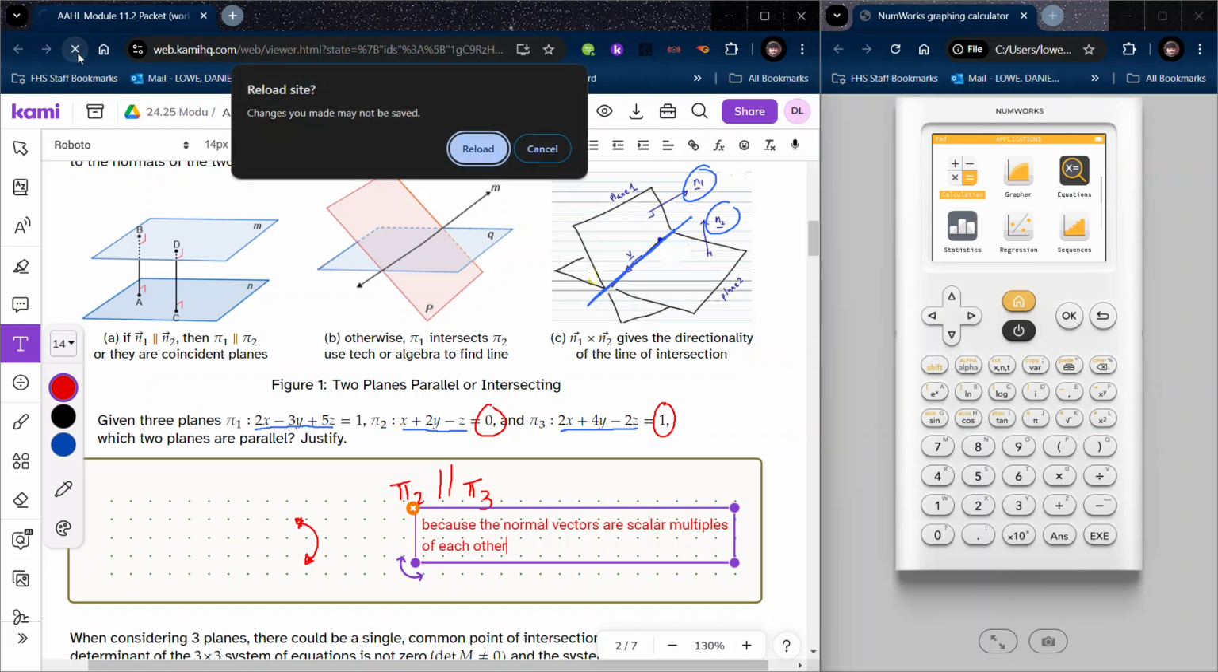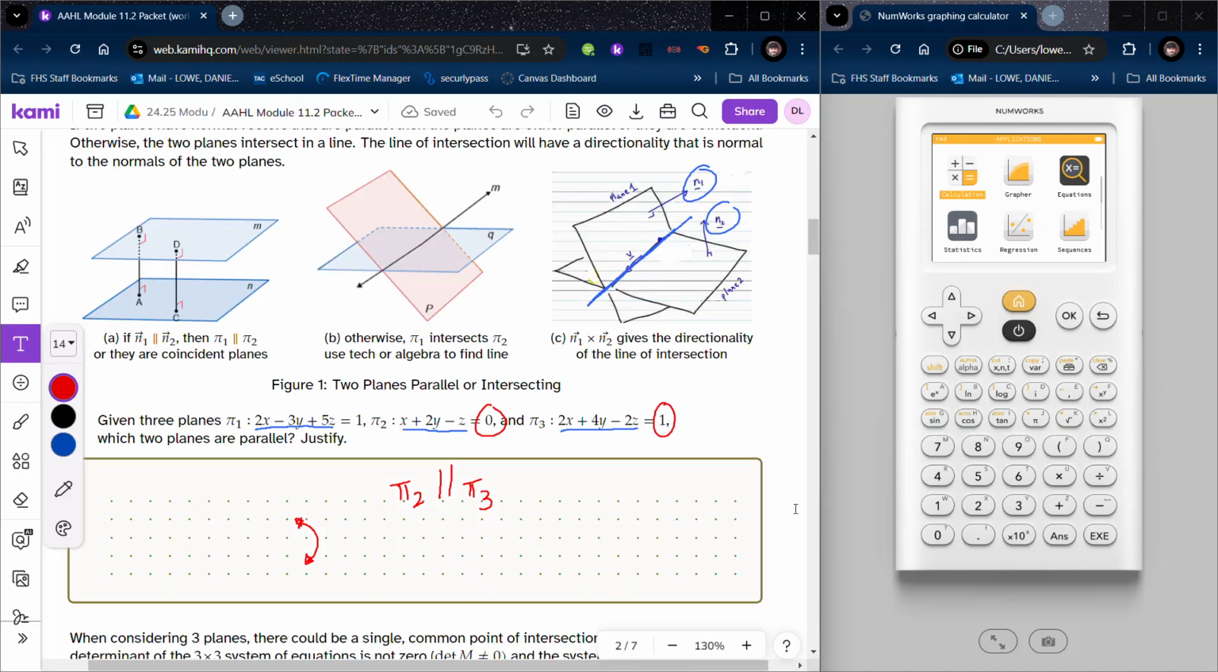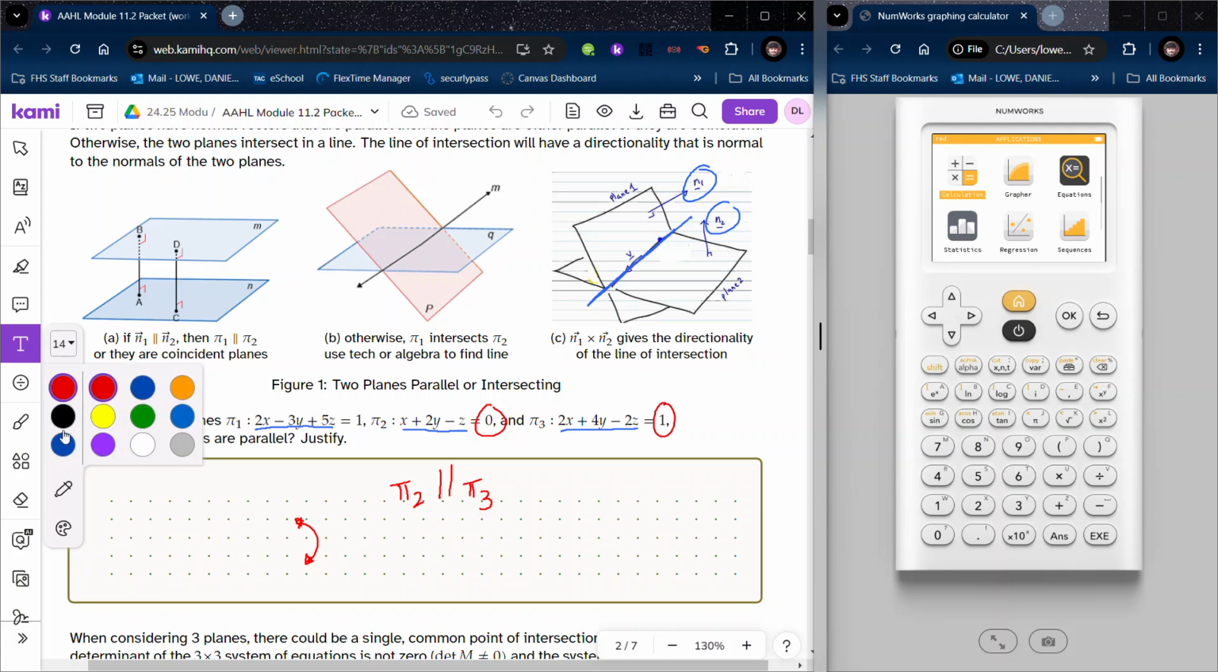Now I'm not sure why I lost some of my text, but let's go ahead and try and reload this. Not sure what's happening, but we'll go ahead and rewrite what we have.